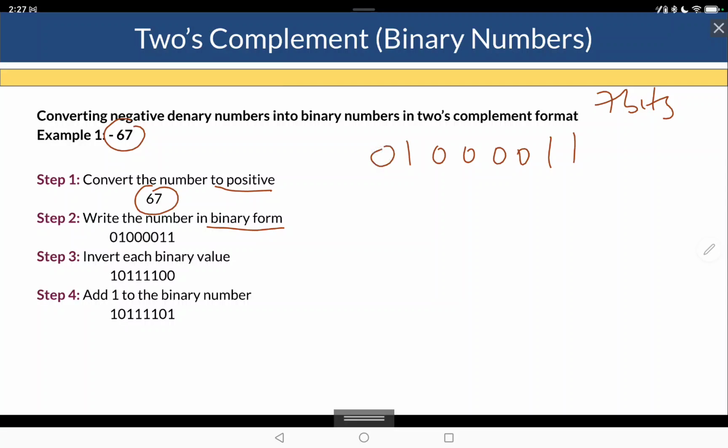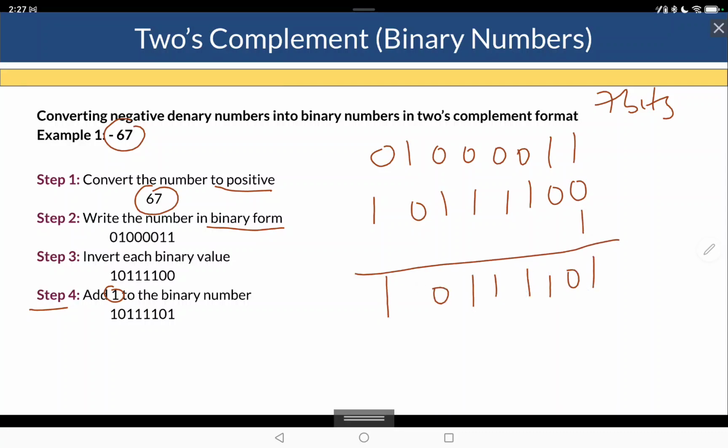The next step is to invert each binary value. How do you invert? You flip. Wherever you see 1, you change to 0. Wherever you see 0, you change to 1. And the last step is to add 1 to the binary number. So 1 0 1 1 1 1 0 1. That is the answer.